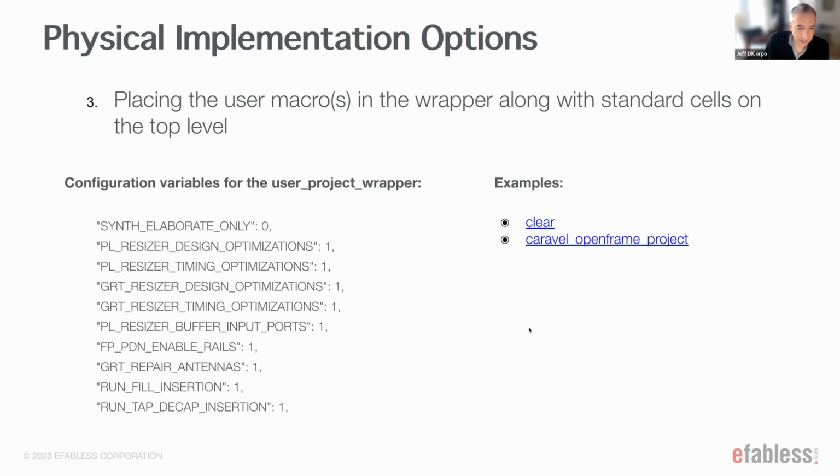And again, these are the configuration settings for the user project wrapper itself. Because we're using standard cells, we're enabling all the optimizations and power, as well as the fill, tap, and decap insertion.